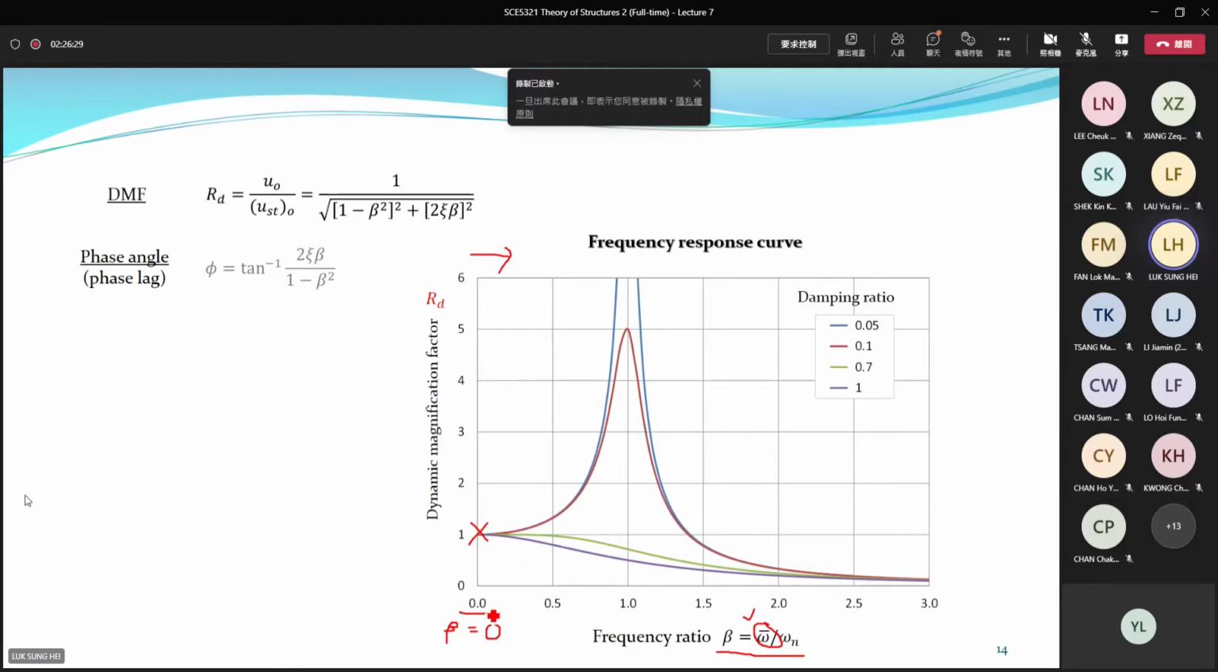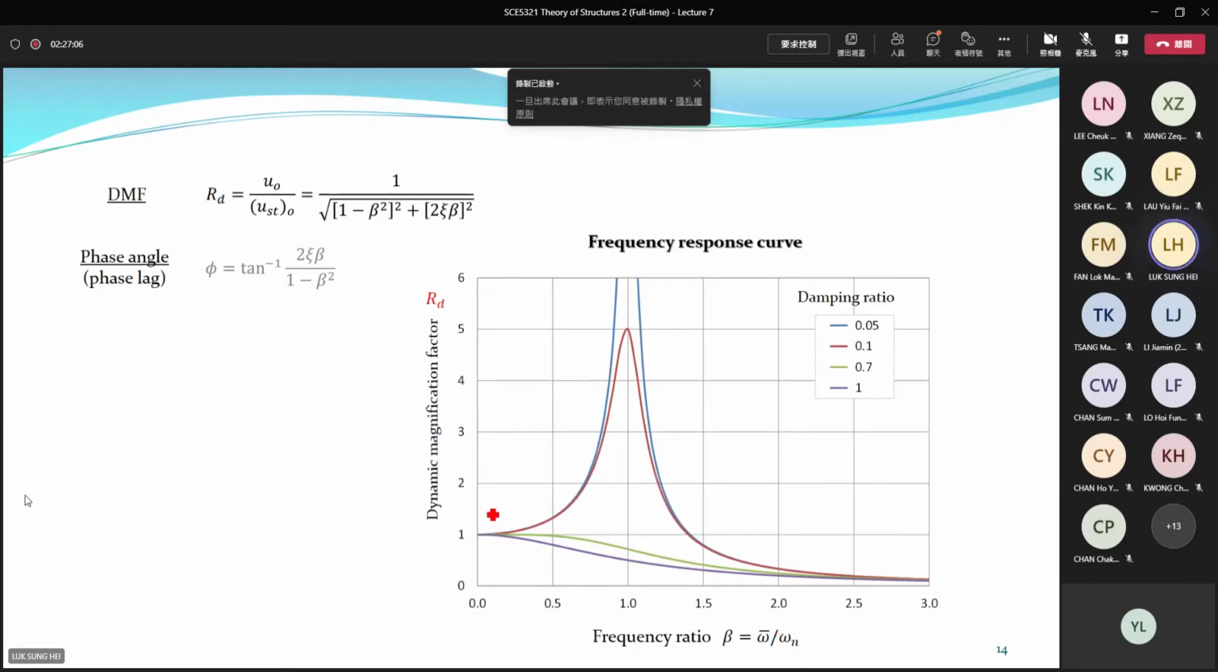In this situation, when beta equal to 0, RD is equal to 1. When you go back to this formula, RD equal to 1 tells you what? Tells you the dynamic response equal to the static response. It makes sense because we are talking about static at beta equal to 0. So actually, the first point is talking about static. In the past, our static situation is actually just one point among all the frequency domain. Static is one very special situation at the beginning of this graph.